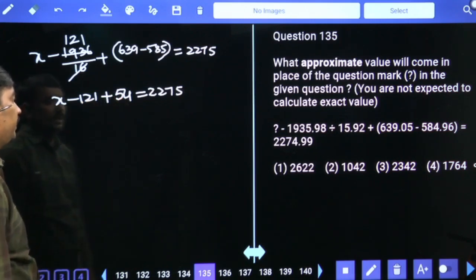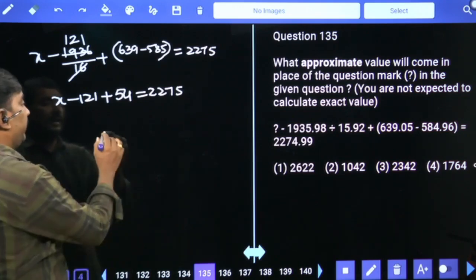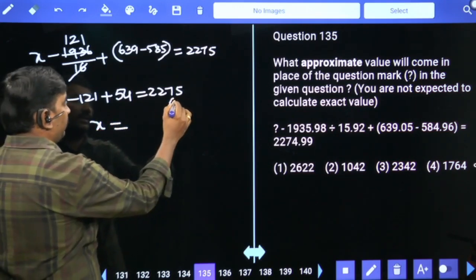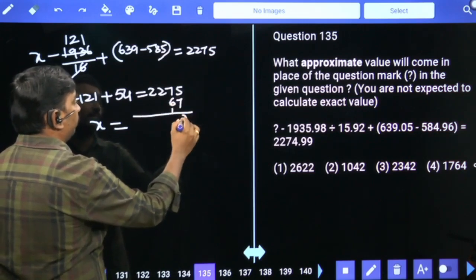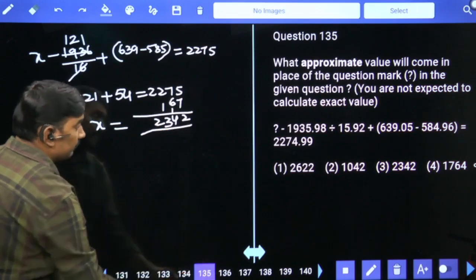120 minus 50, 70 minus 1 plus 4 minus 3, 67. So minus 67 moves to the right side as plus 67. 2342. Third option is your answer.